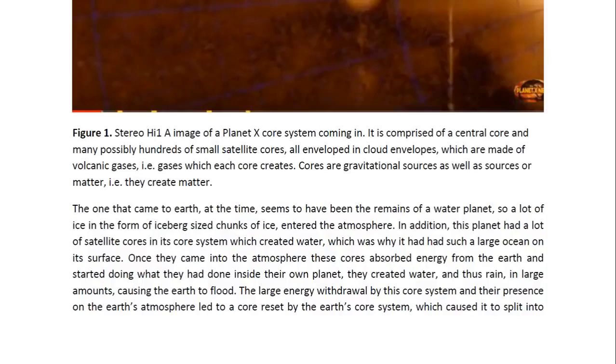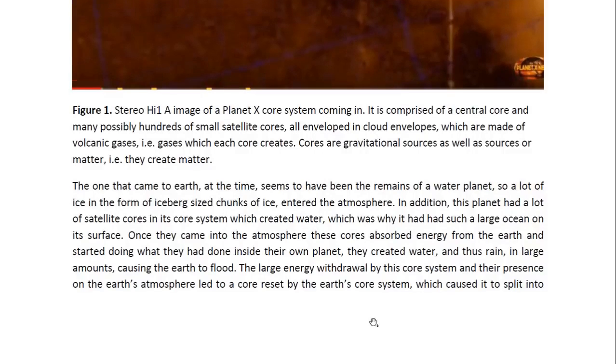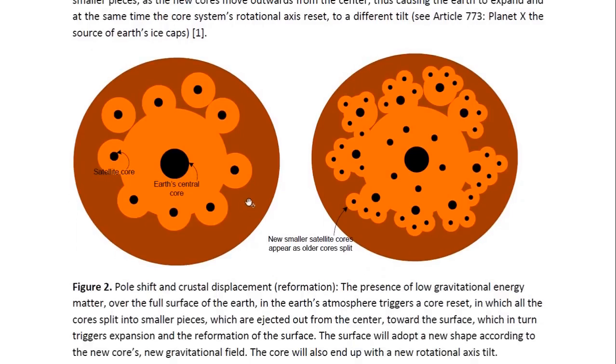Once they came into the atmosphere, these cores absorbed energy from the Earth and started doing what they had done inside their own planet. They created water, and thus rain in large amounts, causing the Earth to flood. The large energy withdrawal by this core system and their presence in the Earth's atmosphere led to a core reset by the Earth's core system, which caused it to split into smaller pieces as the new cores moved outwards from the center, thus causing the Earth to expand at the same time that the core system's rotational axis resets to a different tilt. So this is illustrated by this diagram.